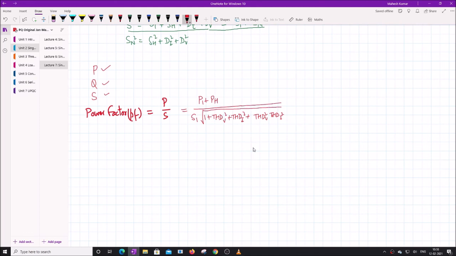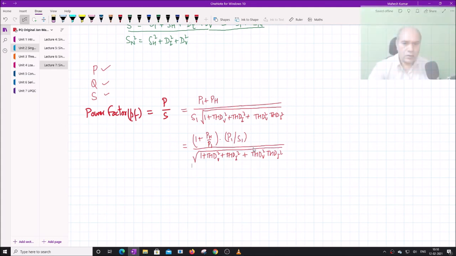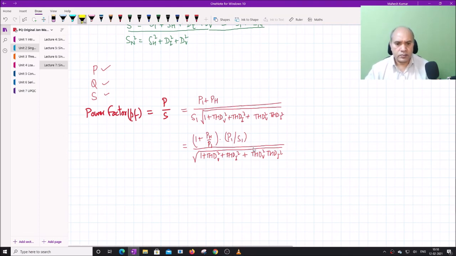Take common P1 from here, so it becomes 1 plus P_H by P1 into P1. Take S1 up, so P1 by S1, divided by the square root of 1 plus THD_V square plus THD_I square plus THD_V square THD_I square. And what is this component, P1 by S1? This is cos phi 1. This is the fundamental power factor. We call it displacement power factor.